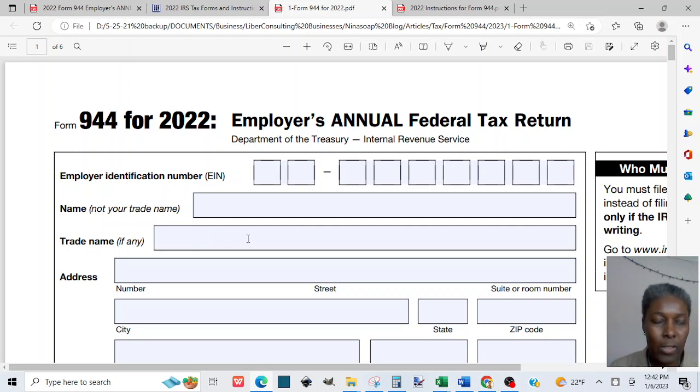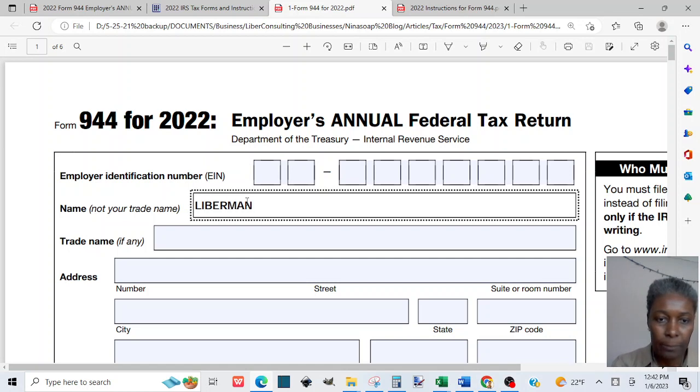So now let me give you an example. For the Liberman Consulting LLC example, the legal name, and I will suggest when you are completing the task form, you can just leave your caps on so that all your letters can be capital. So we can put Liberman Consulting LLC as name. That's the legal name.